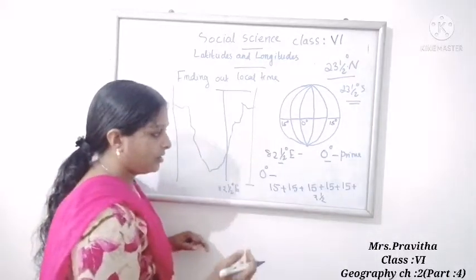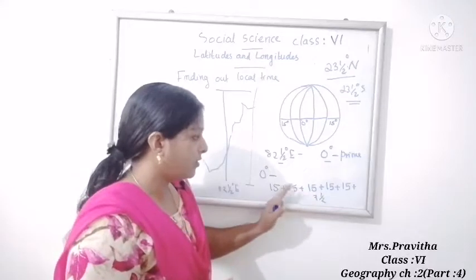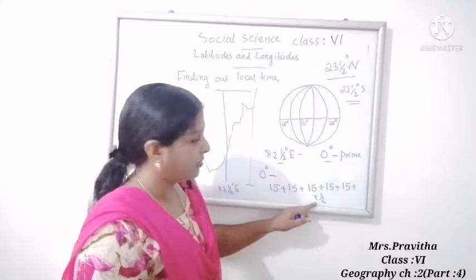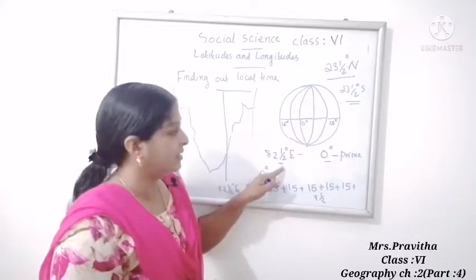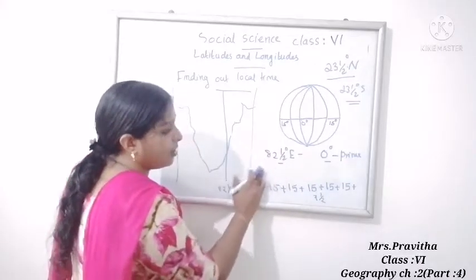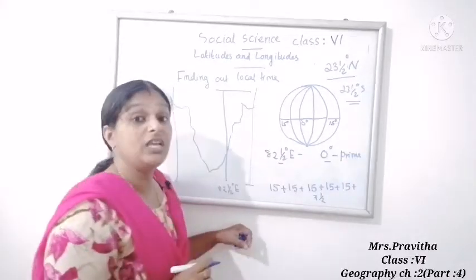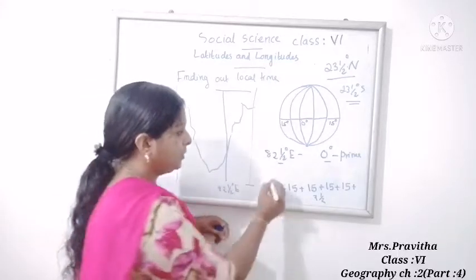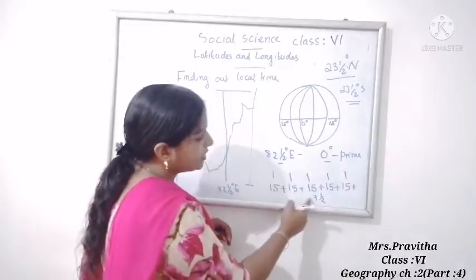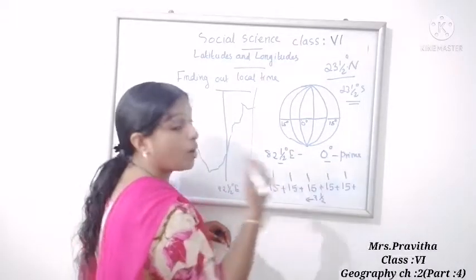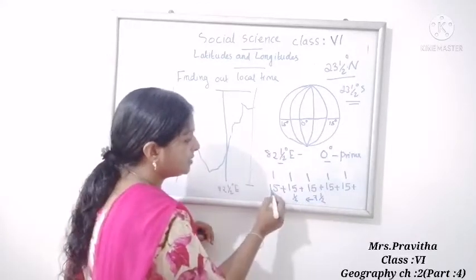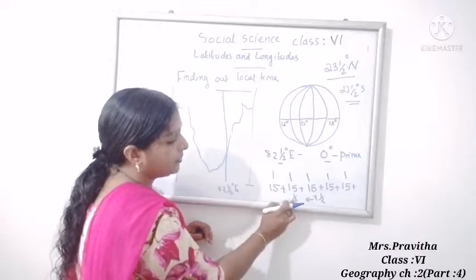75 plus 7.5 gives 82.5 degree. So we calculated how many 15s there are, and each 15 equals 1 hour, so we can calculate the hours. Then 7.5 is not 1 hour, it is half of 15, so it is half an hour.